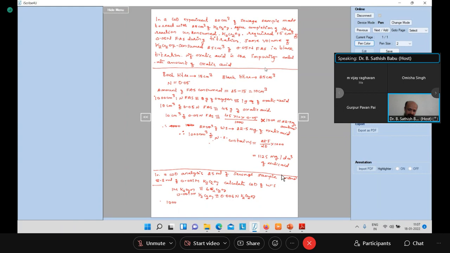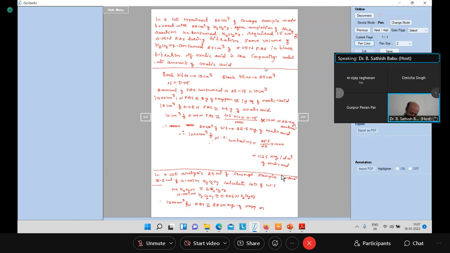1000 cm cube of 1 normal FAS is equivalent to how much? 8 gram or 8000 mg of oxygen. 8000 mg. Instead of writing gram, I am writing mg of oxygen. I am adding one more extra step. Okay. So with this you can calculate how much is consumed here.